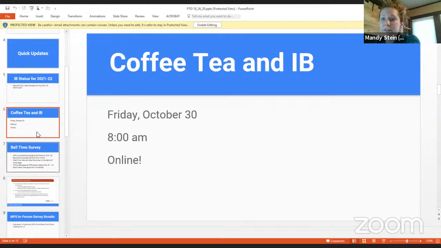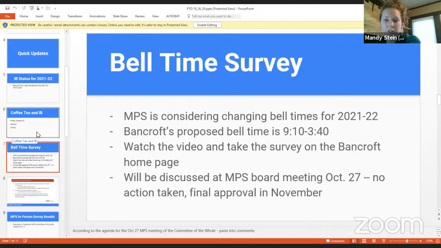Minneapolis Public Schools is considering changing our bell times for the next school year, 2021 to 2022. According to the agenda for the Tuesday, October 27th meeting of the school board, which is tomorrow, our proposed bell time is 9:10 to 3:40. So there is a video on the Bancroft homepage and a link to that survey. And if you have strong feelings about the bell time, please make your voice heard, because they'll be discussing that tomorrow at the meeting. And I believe there is not going to be any decisions made at that meeting, but final approval will happen in November.